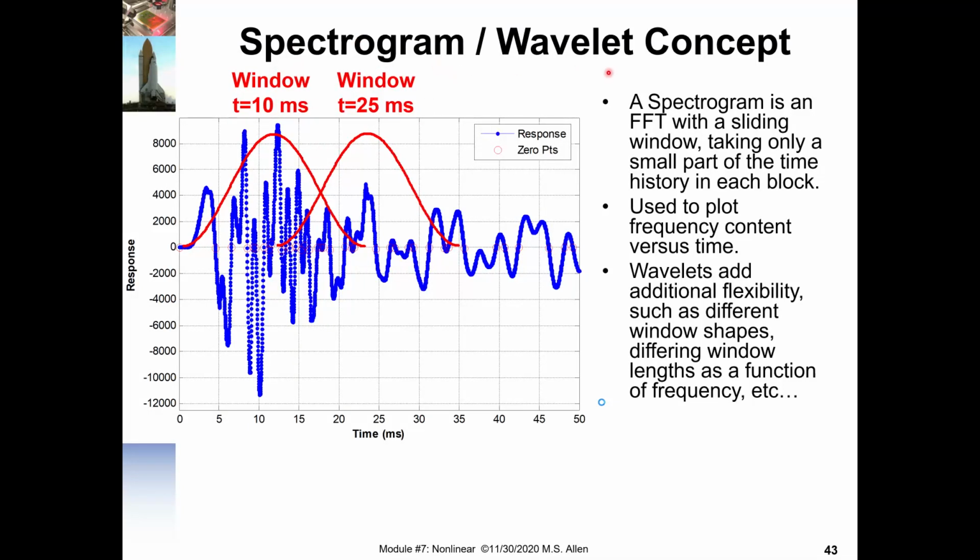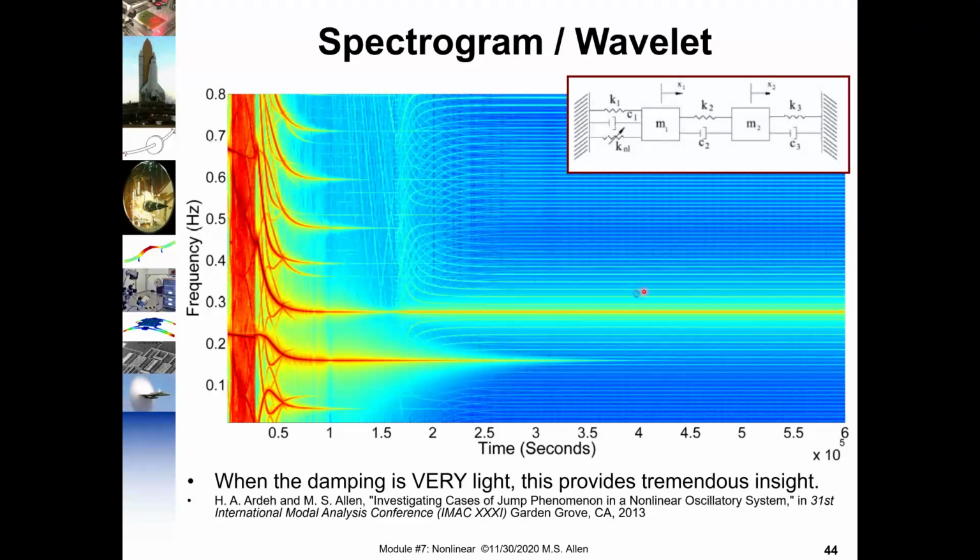So that's a spectrogram. A wavelet is a similar idea, but they use different combinations of window functions and harmonic functions that can give somewhat better mathematical properties, but both give pretty similar results in the end. There are times when this method can give beautiful results.